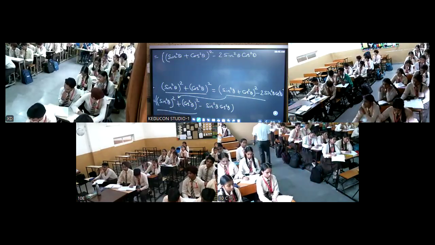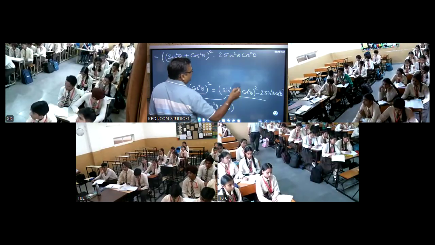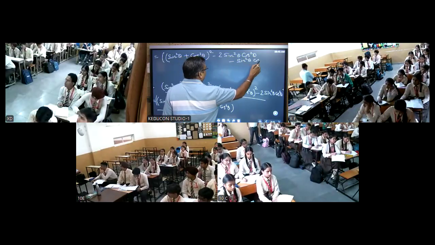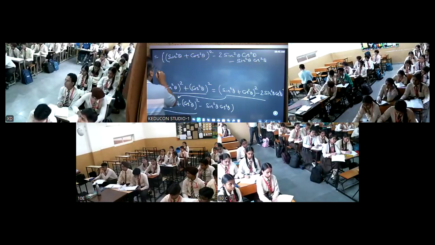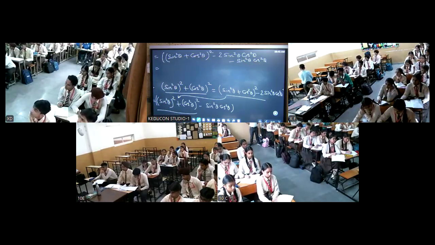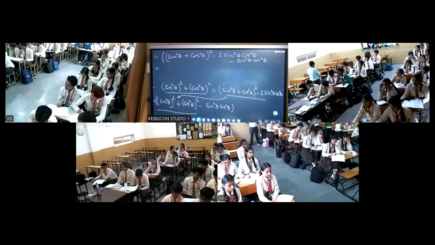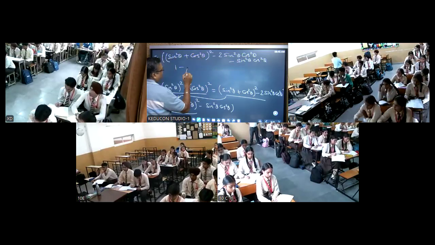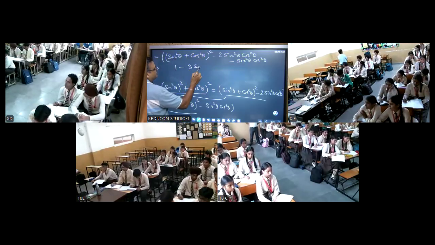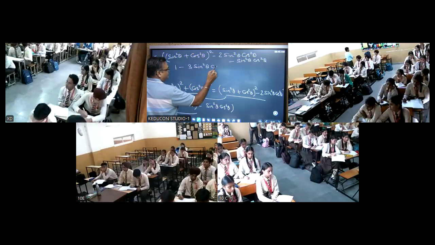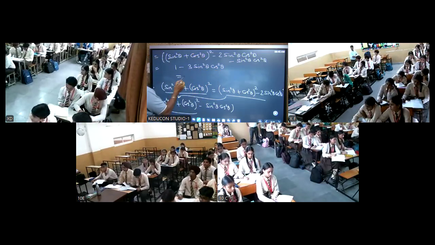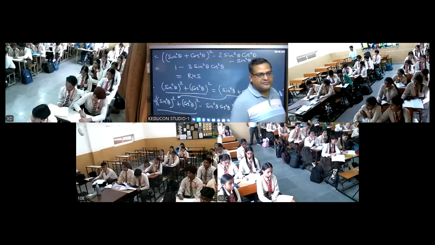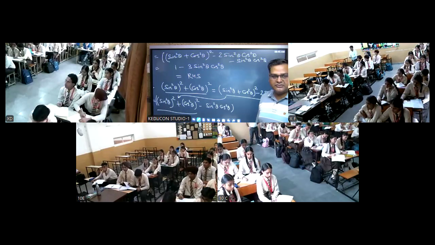Right, students? Now this term will remain as it is, minus sine square theta cos square theta. Now sine square theta plus cos square theta is 1, so square of 1 will be 1. So this is minus 2 minus 1. So this becomes, which is equal to, right, students? Have you understood this or not?